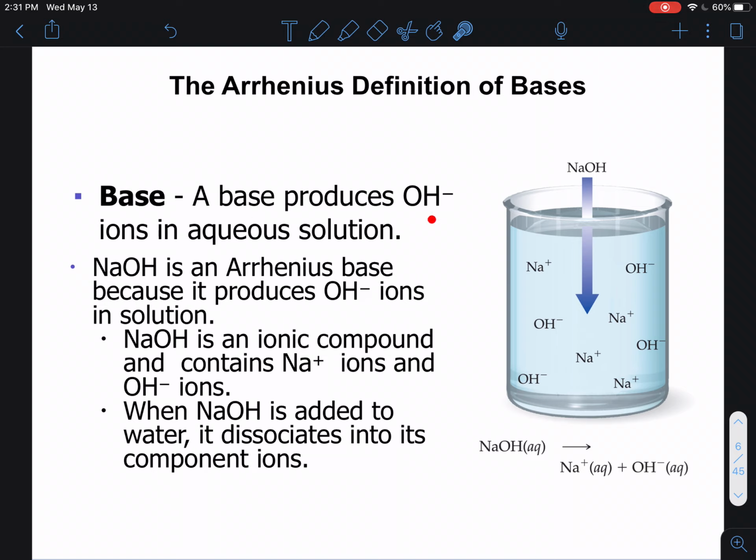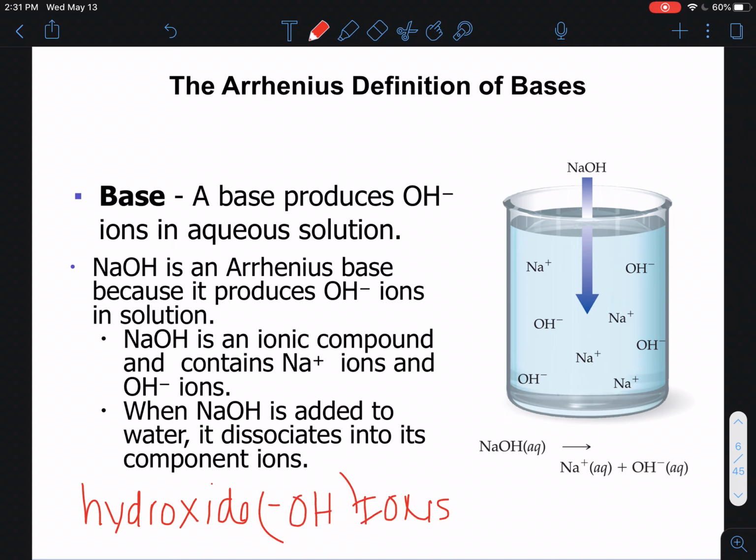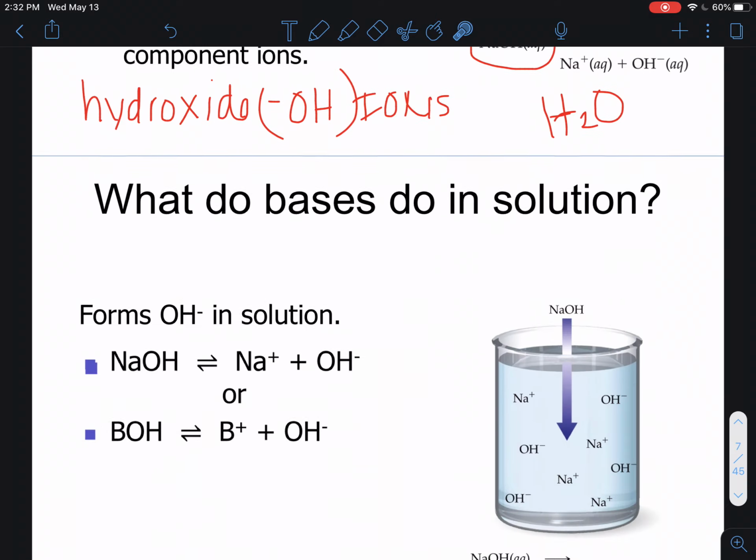Review again, bases generate OH, hydroxide. These are hydroxide ions. When hydroxide ions form in water through the dissociation of a base such as sodium hydroxide, these guys don't necessarily interact with H2O at all, not like the protons do to form hydronium ions. So they just kind of float around. They don't necessarily interact or form any new species in water with water.